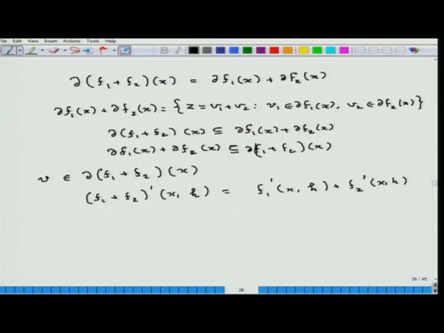Once I have this, what would this mean? It would mean that this is nothing but the max over all v element of del of f 1 plus f 2 at x of v of h, which is equal to max, because it is a compact set, over v 1 in del f 1 x of v 1 h plus max over v 2 in del f 2 x of v 2 h. I am just writing down this definition, this relation which you already know, we have studied in the last class.